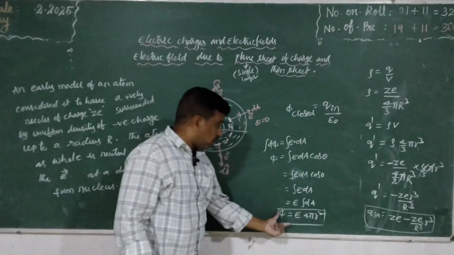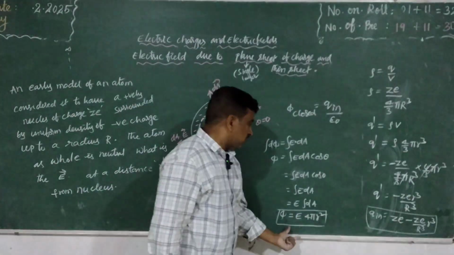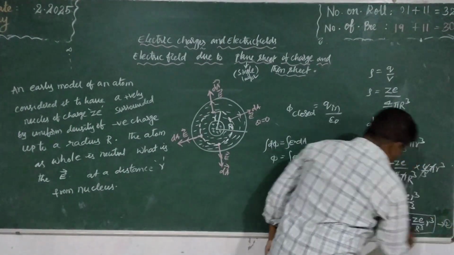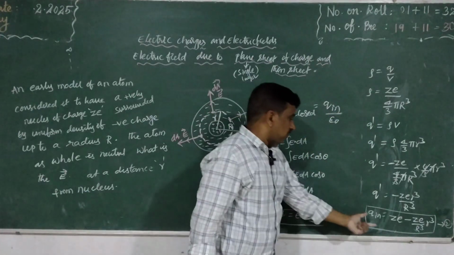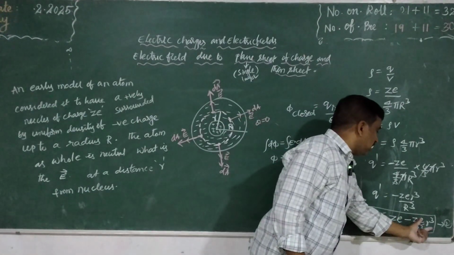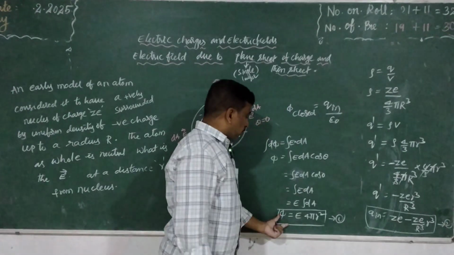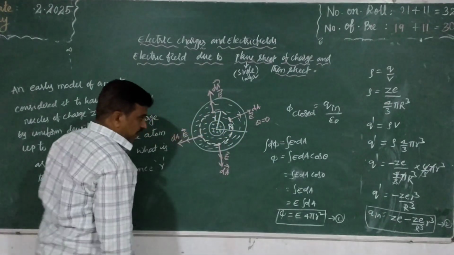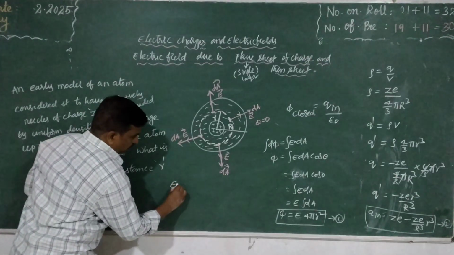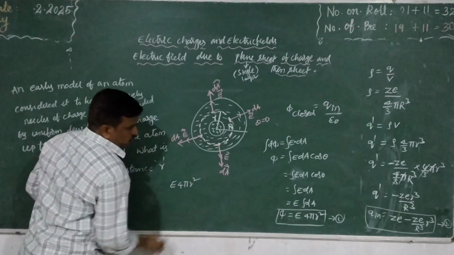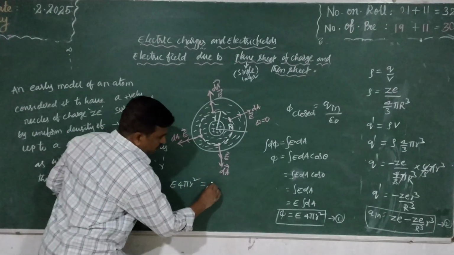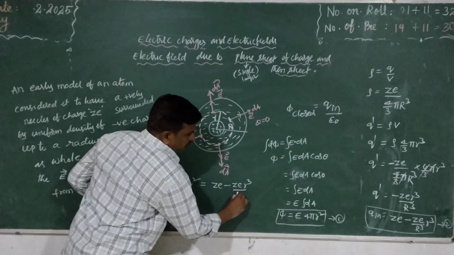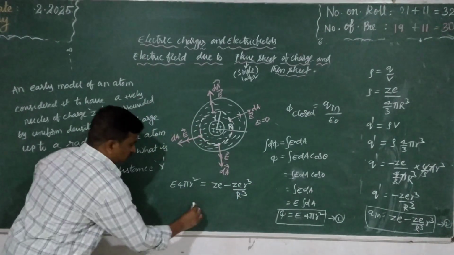What is the flux through the Gaussian surface? E times 4 pi r squared. So these two we equate. This is equation 2. What is the Q inside here? Q inside is Ze minus Ze small r cubed by capital R cubed. So phi closed is E 4 pi r squared. These two we equate here. I write here: E 4 pi small r squared equals Ze minus Ze r cubed by capital R cubed.